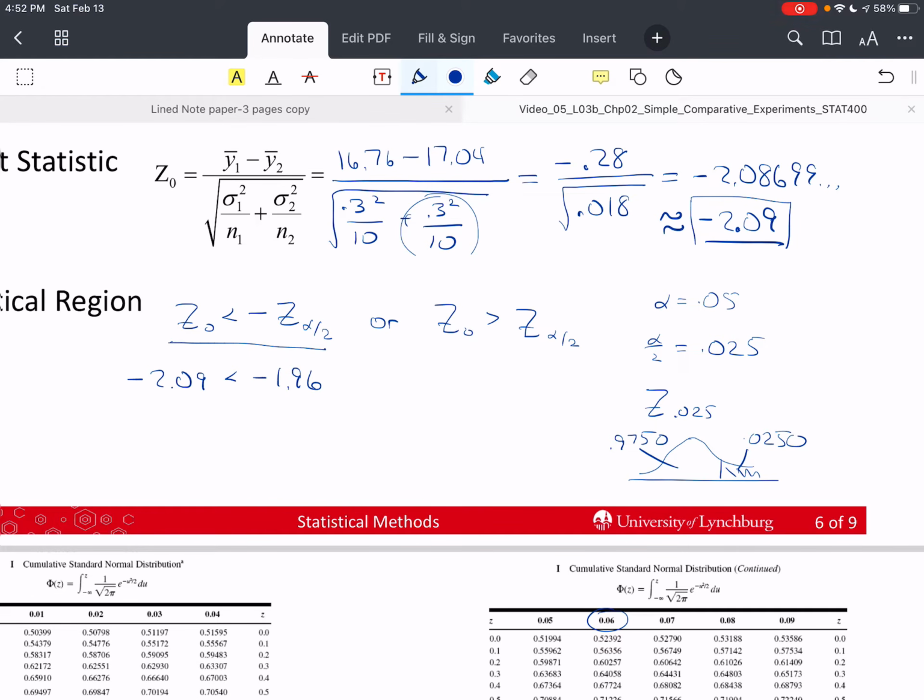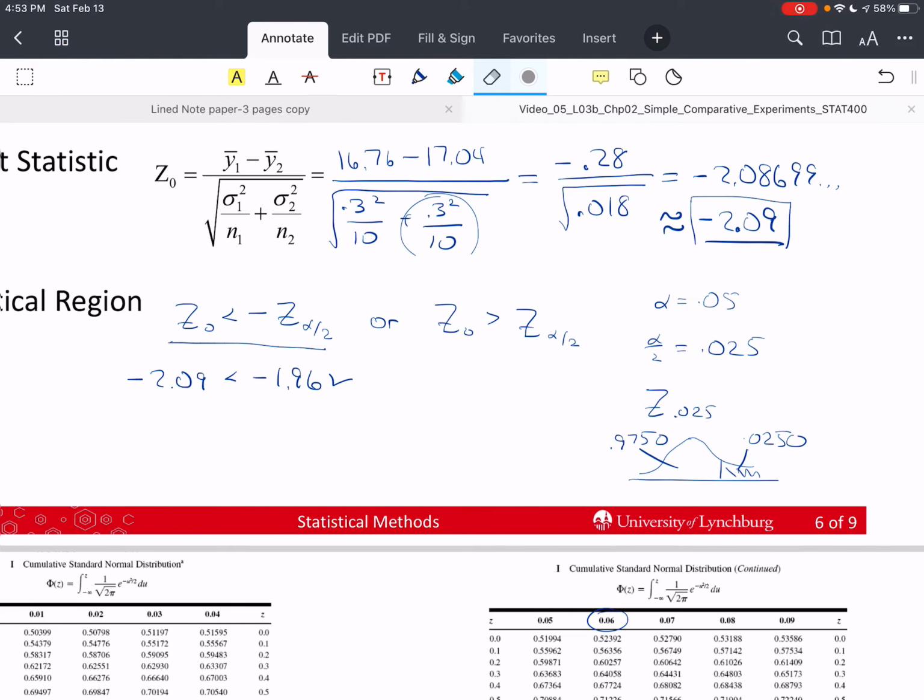And that is a true statement. Now, if Z was positive, then I would use this statement, but this makes no sense, does it? If I want to plug it in too, I can, but it's kind of ridiculous. Negative 2.09 is greater than 1.96. That is not true. This is a negative. So you don't have to show both of these.